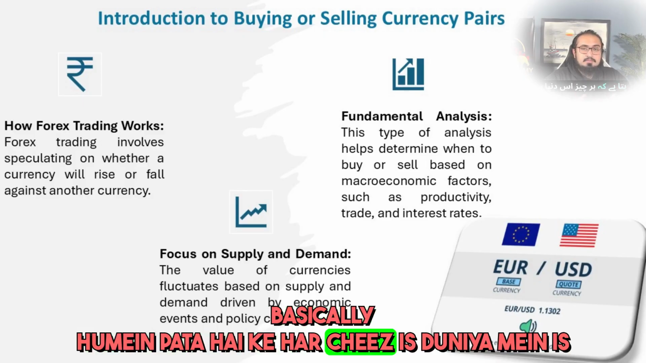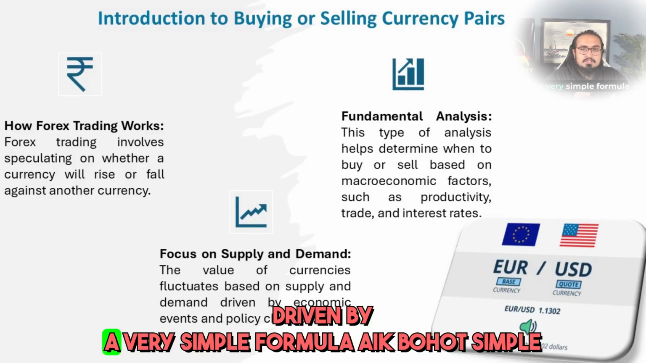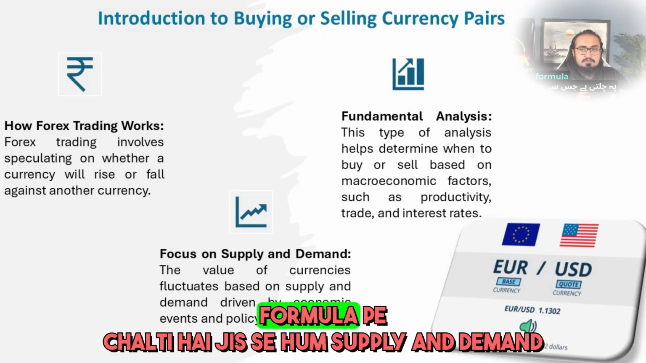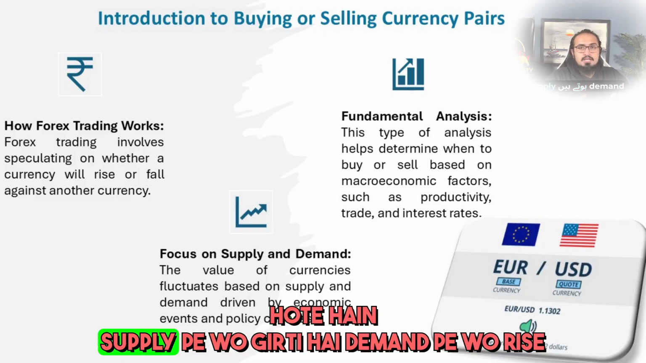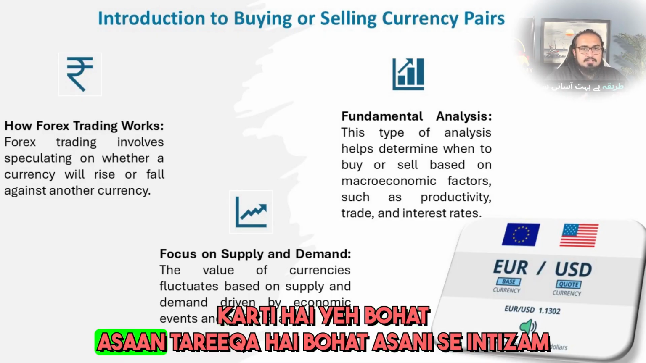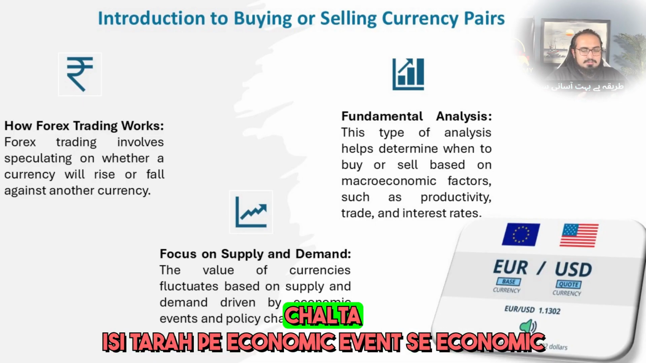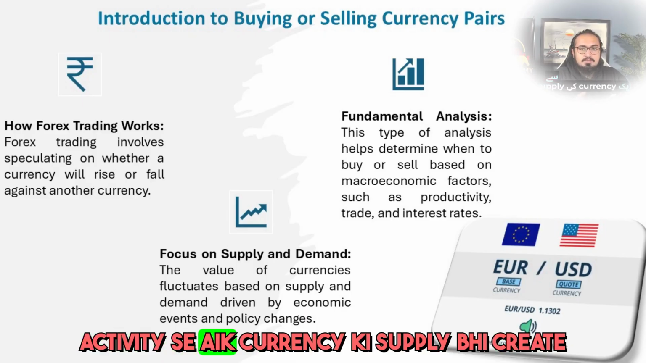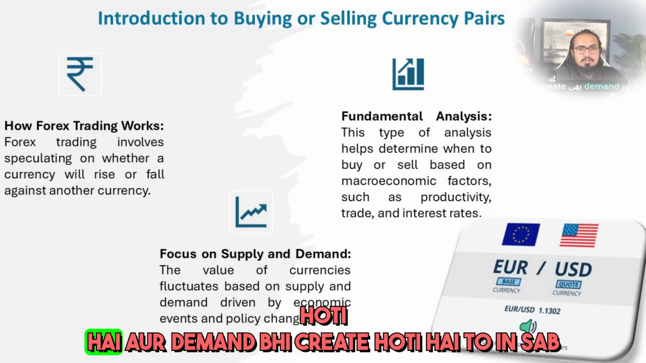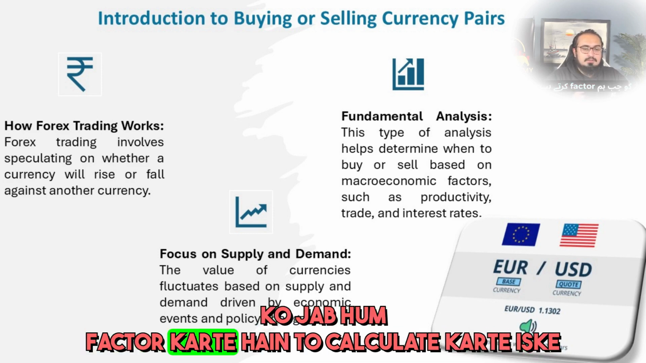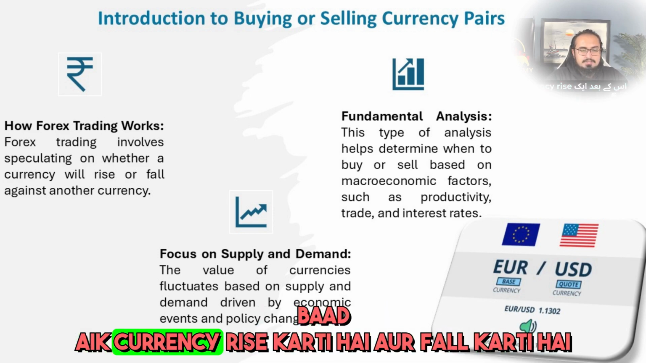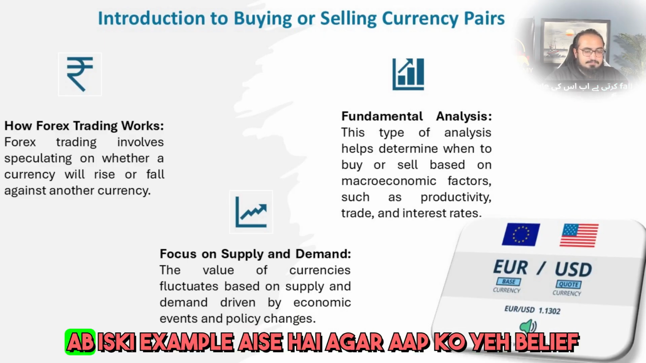Basically, as we know, everything in this world is driven by a very simple formula that we call supply and demand. It falls on supply, it rises on demand. This is a very easy method. It runs very smoothly. Similarly, economic events and economic activity create both the supply and demand for a currency. And when we factor all of these, a currency rises and falls.